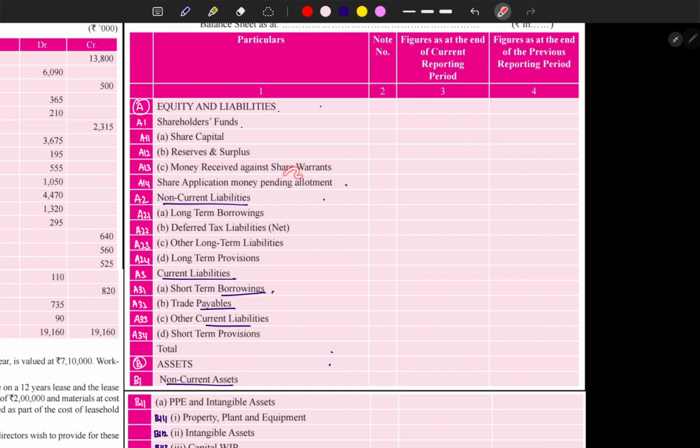Money received against share warrants is a tokenized system of allocating shares. If I have sold any shares through the tokenized system, the money we receive for the token has to come here. And for share application money pending allotment, if we have received the application money but are pending with the allotment, then it has to come here.